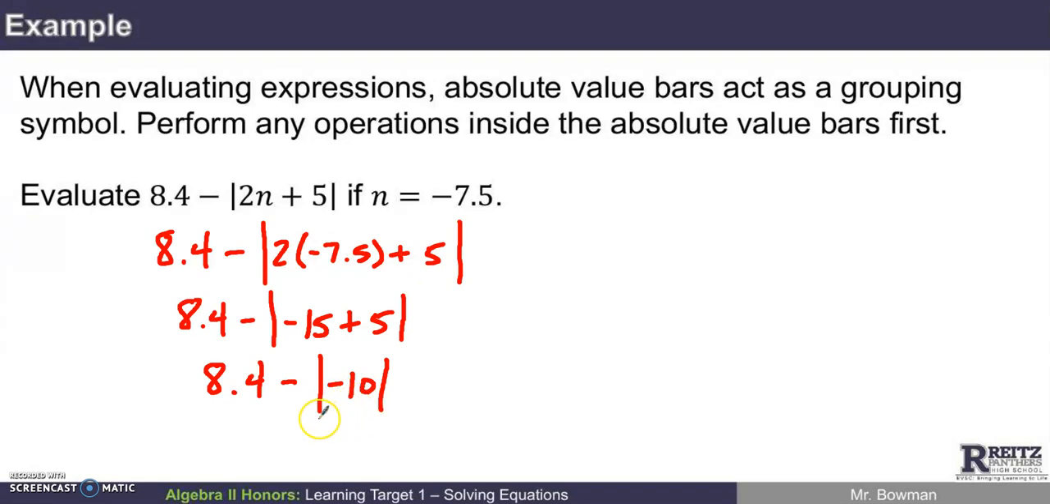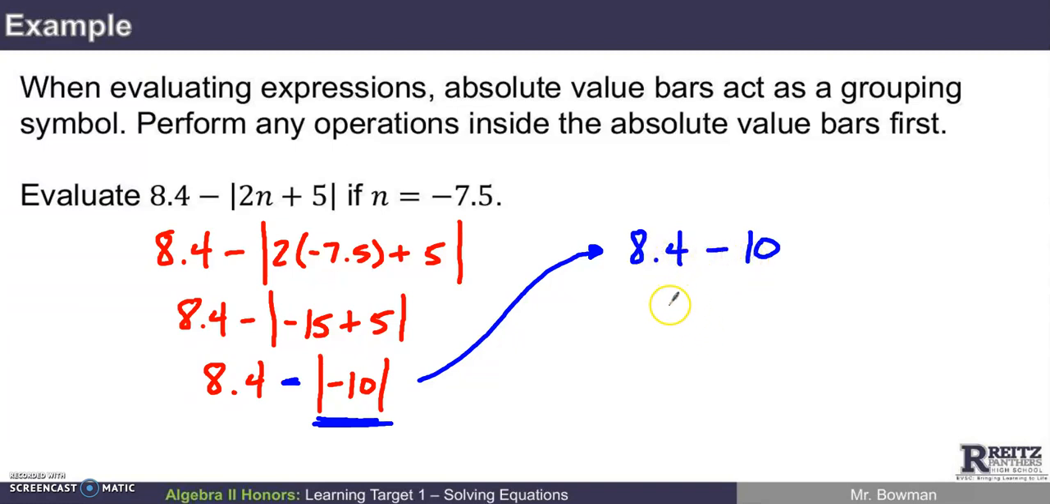So now I should figure out what the absolute value of that number is. What's the distance between negative 10 and 0 on the number line? Yes, it's 10. So I've got 8.4 minus, and notice the minus is the same minus that was here, and then the absolute value of negative 10 is 10. So now this is a pre-algebra problem, actually a middle school math problem. Simplify this: negative 10 plus 8.4 is negative 1.6. This expression, if n is negative 7.5, should have a value of negative 1.6.